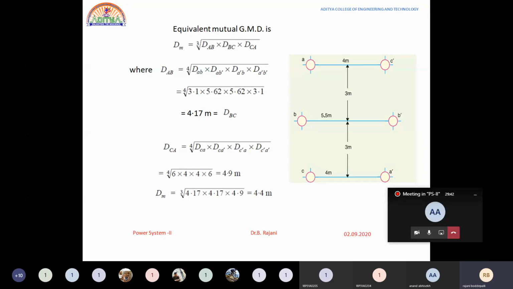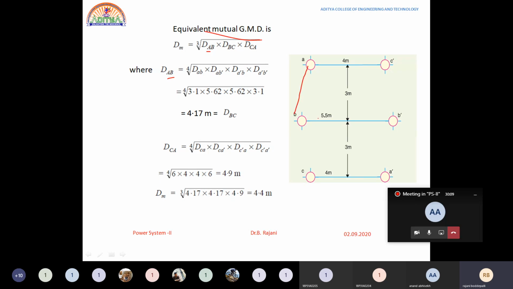Now coming to the mutual GMD, which is Dm equals the cube root of DAB into DBC into DCA. What are the combinations of AB? DAB is equal to A to B. Here we have A to B combinations, the mutual between A to B. What is the distance we are finding? This is the A to B distance.